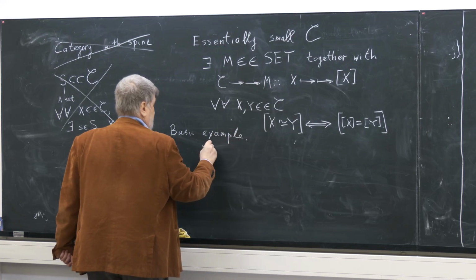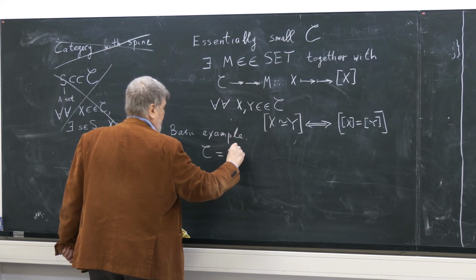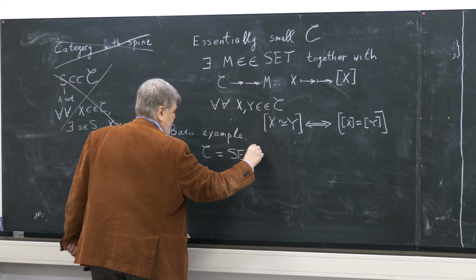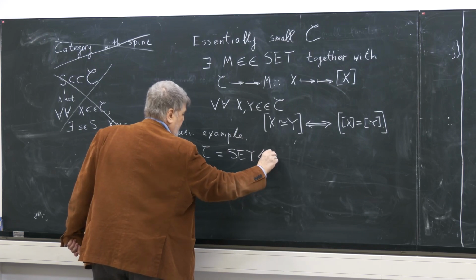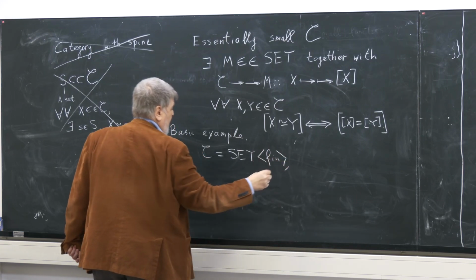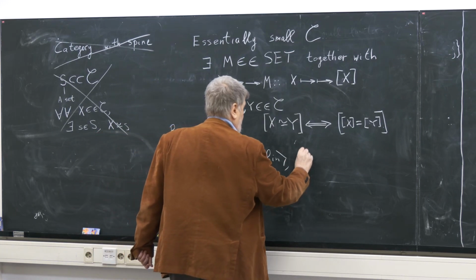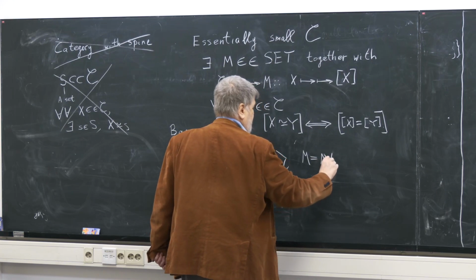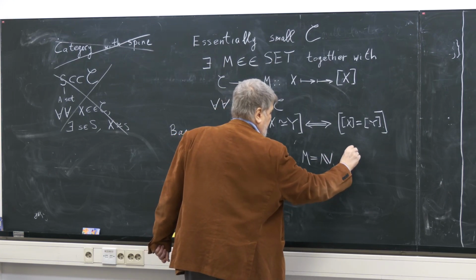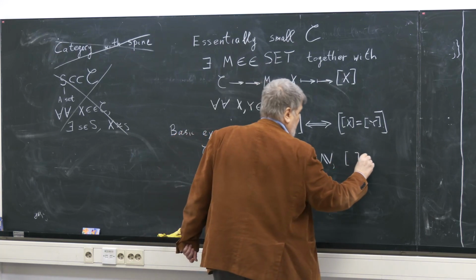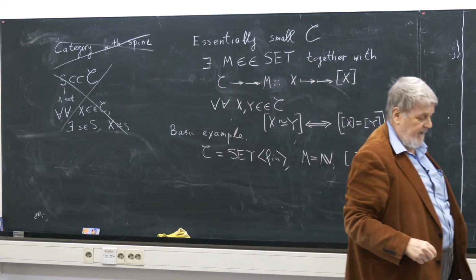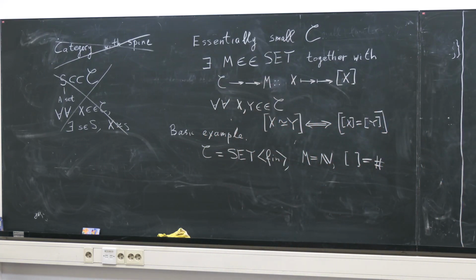I would say the basic example is when C is the category of finite sets, then M is the set of natural numbers and the equivalence class is nothing but the cardinality of a finite set.